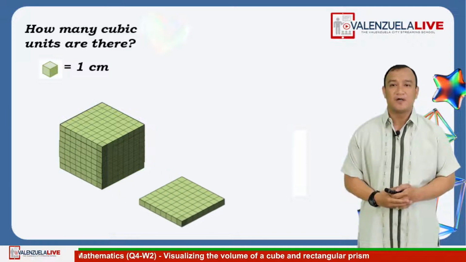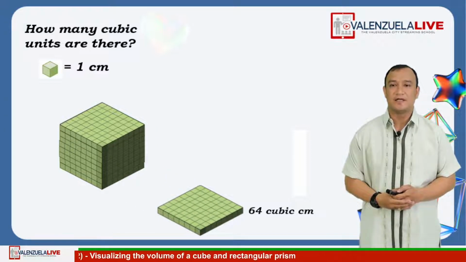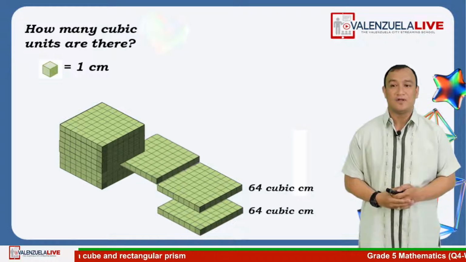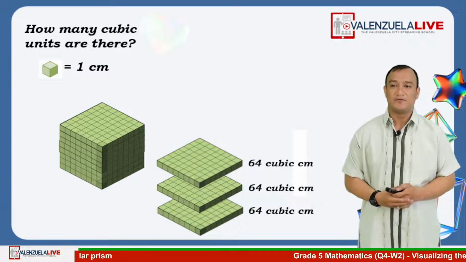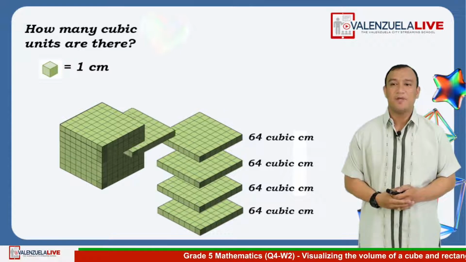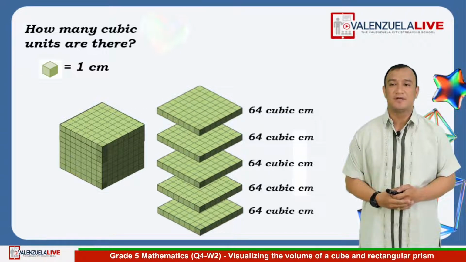First layer consists of 64 cubic centimeters. Second layer has 64 cubic centimeters. The third, 64 cubic centimeters. The fourth layer has 64 cubic centimeters. The fifth layer has 64 cubic centimeters.